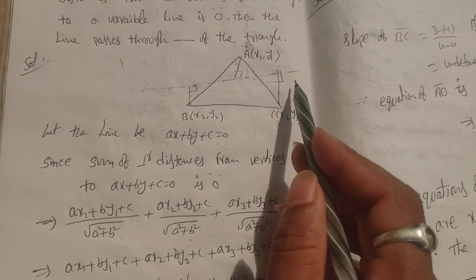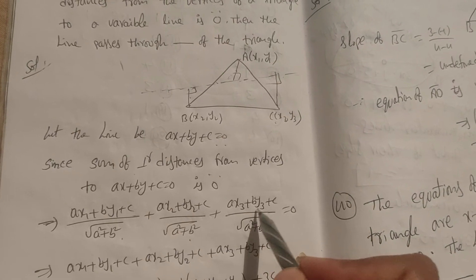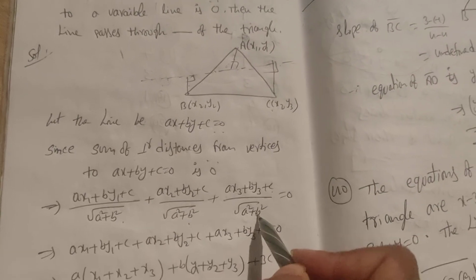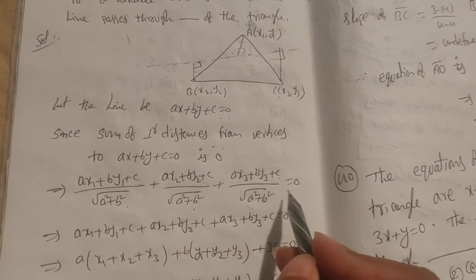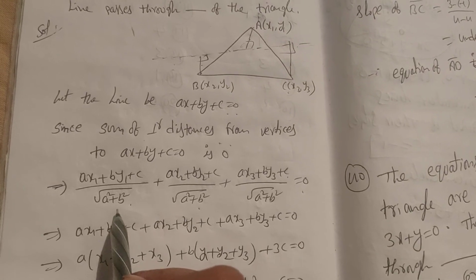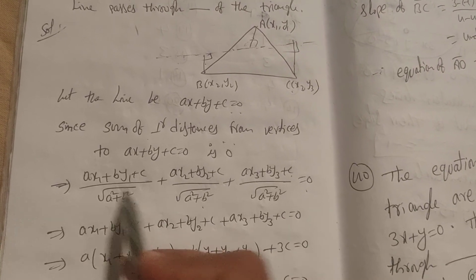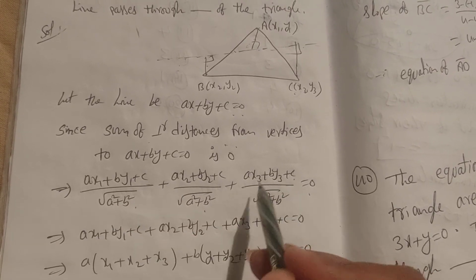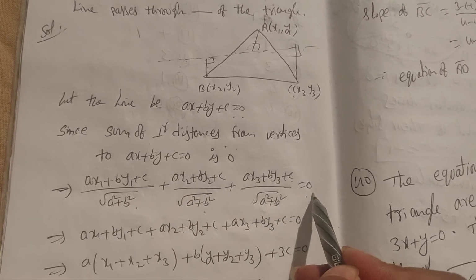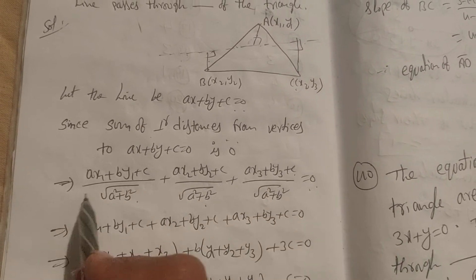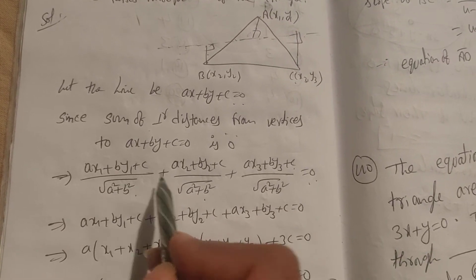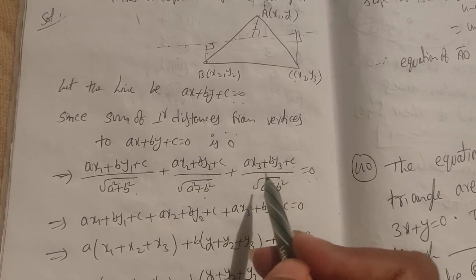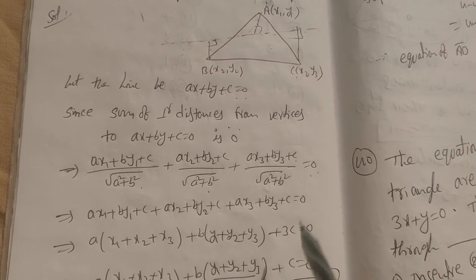From (x3, y3) to this line, the distance is (ax3 + by3 + c) by root over a square plus b square. The sum of the distances is equal to 0, they given. So take root over a square plus b square as the LCM. Then all denominators are equal, so just add the numerators, and transposing to the right side gives 0 only. So we have ax1 + by1 + c + ax2 + by2 + c + ax3 + by3 + c is equal to 0.